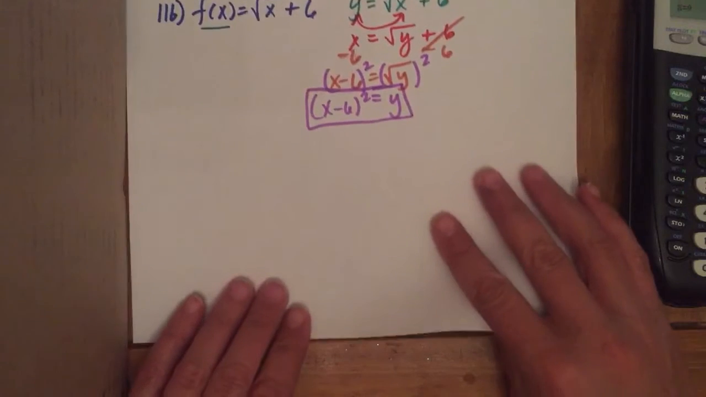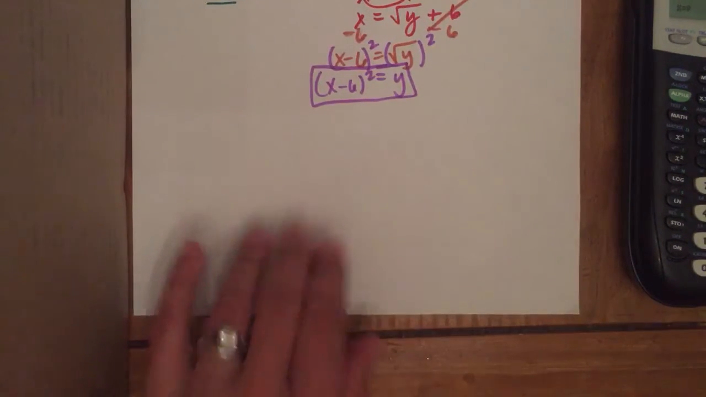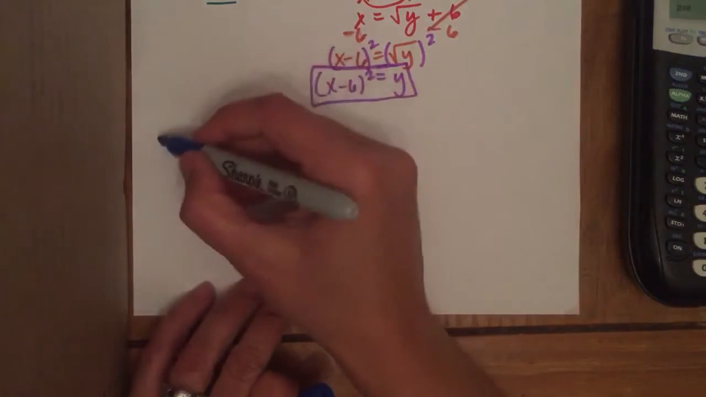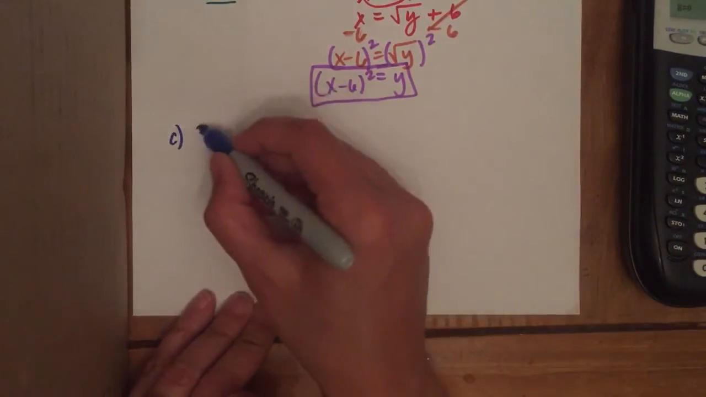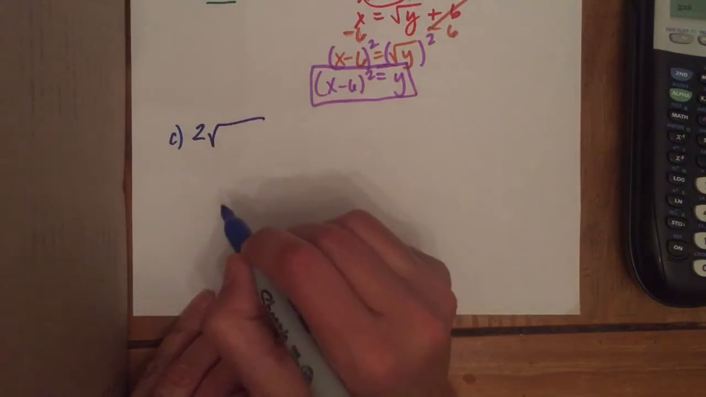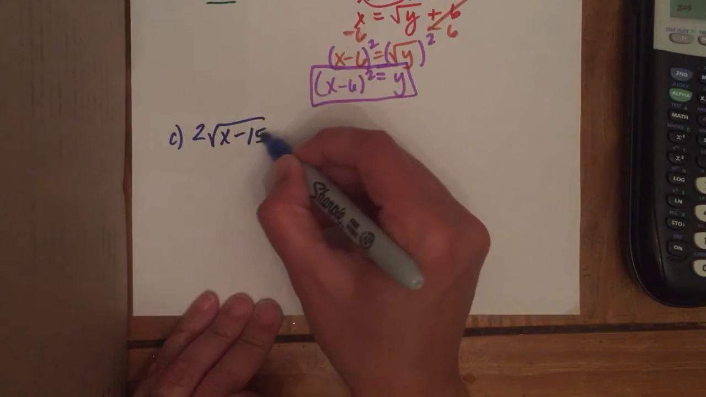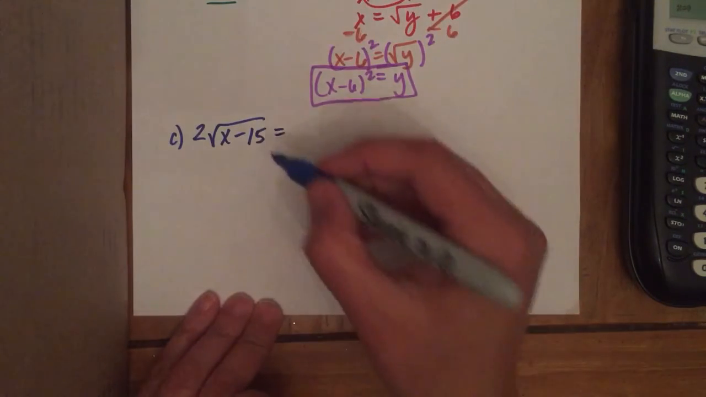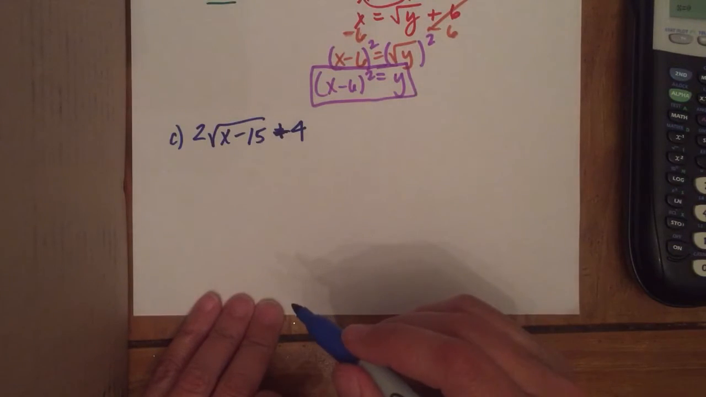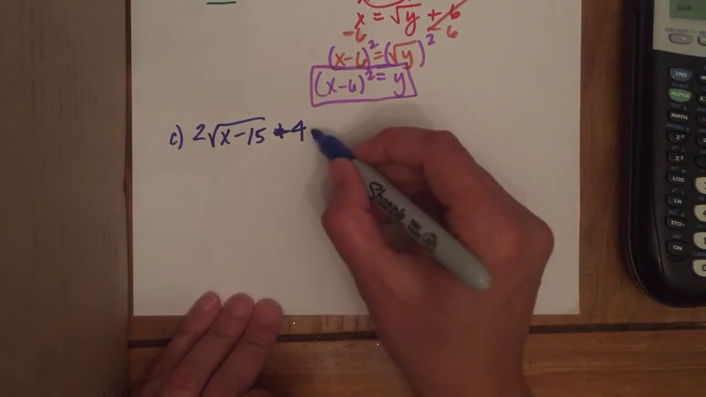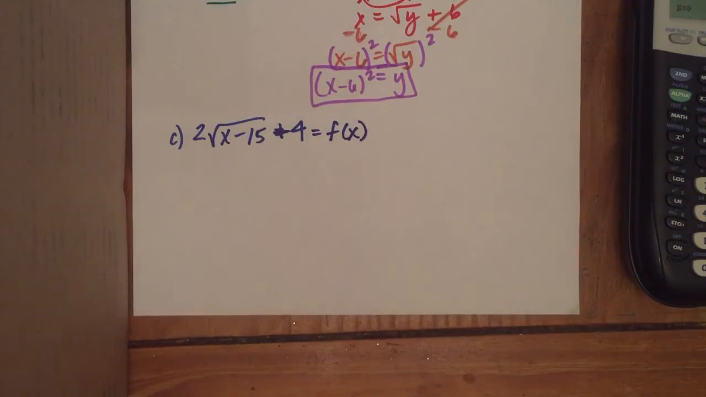Okay, let's look at the last one for number 11. So for 11c, we have 2 times the square root of x minus 15, and I just realized something. We'll come back. Plus 4 equals f of x. It's late, I'm getting tired.